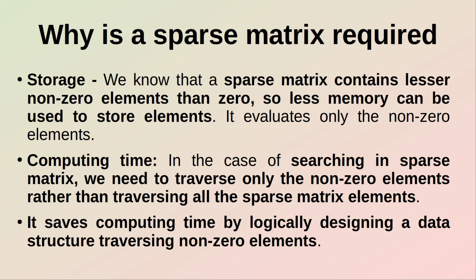The another one is computing time. Most of the elements are 0, so if you traverse from one element to another element, it takes a highest amount of time. Then it saves computing time by logically designing a data structure traversing only non-zero elements. So otherwise the computing time is high.